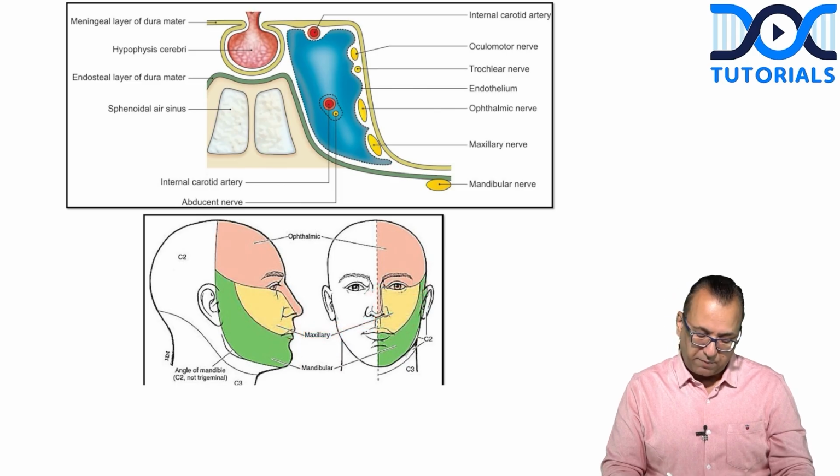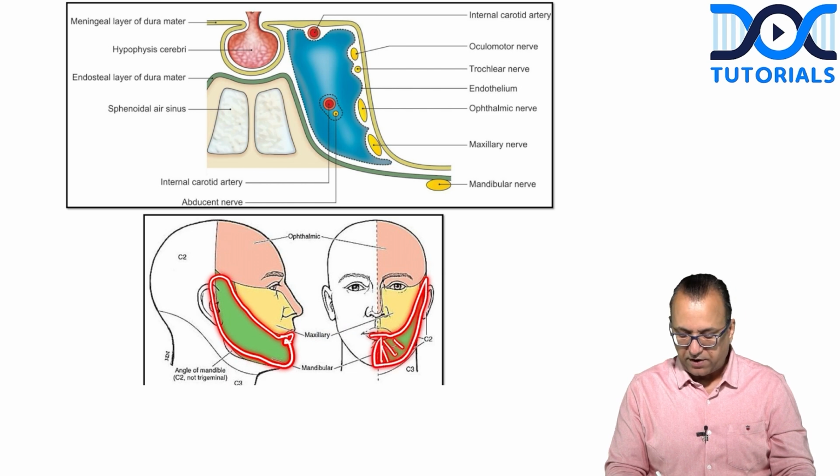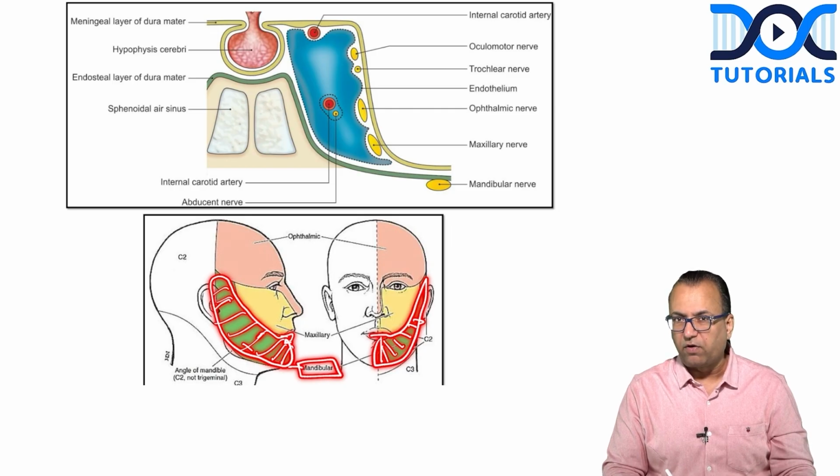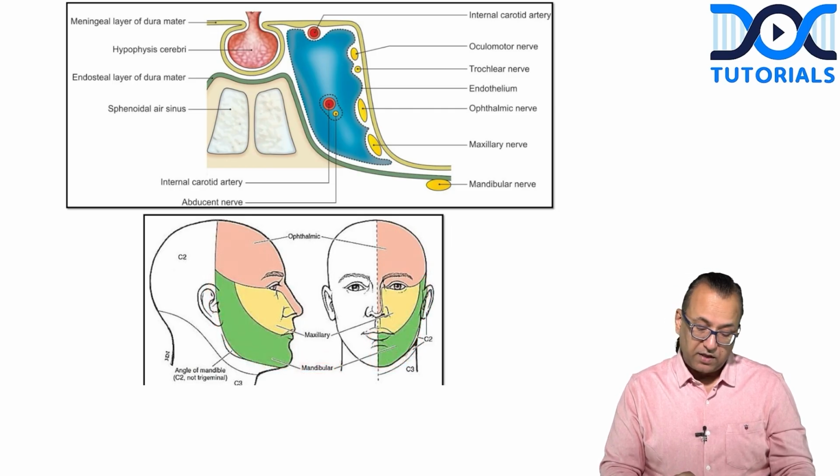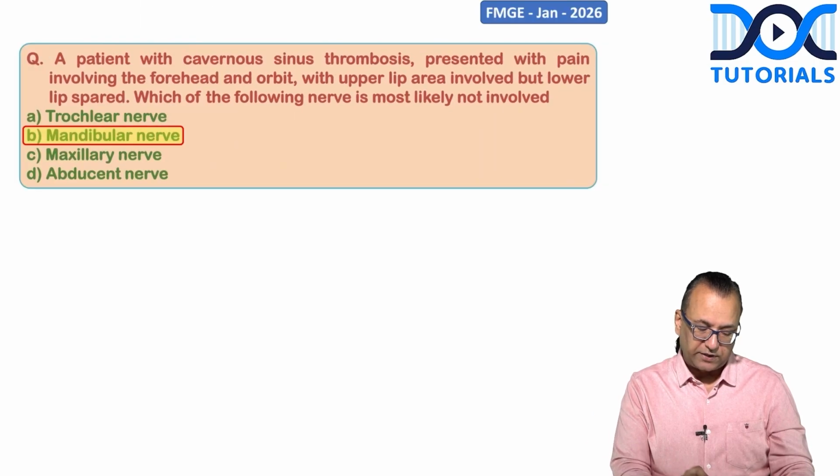But if you are talking about the lower lip and the skin on the mandible, that is the territory of the mandibular nerve, and the mandibular nerve is not a content of the cavernous sinus, so it will not be involved in cavernous sinus thrombosis. That is what the question is asking. That is why we will keep our answer as mandibular nerve.